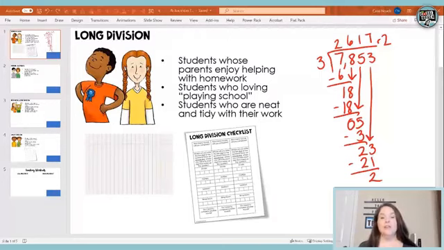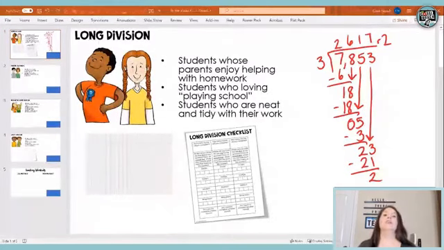Also, this strategy is really good for students that have neat handwriting or that will try to keep things organized on their paper, because the kids that are sloppy and messy can get all messed up, since it does require neatness and organization. On my blog, there is a long division checklist that you can get for free and print. These are little bookmarks you can give to the students so that they can go through the steps.